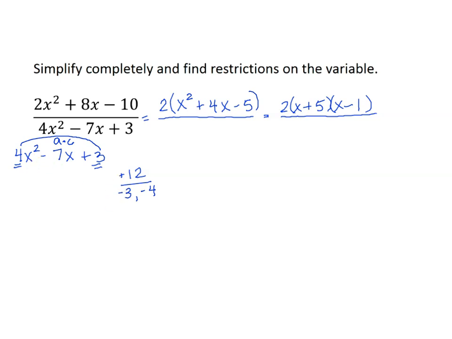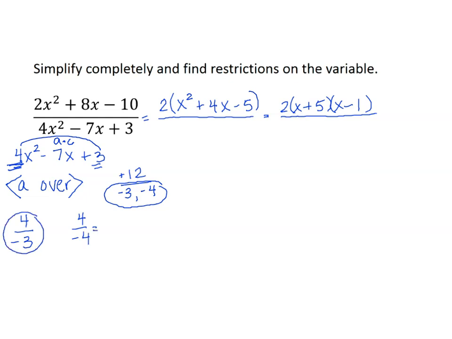And now we're going to use our a over method. So we're going to put our value of a, which is 4, over the two numbers, the two factors that we found. So 4 over negative 3 and 4 over negative 4. The first fraction is already completely simplified. The second fraction we can simplify to be 1 over negative 1.